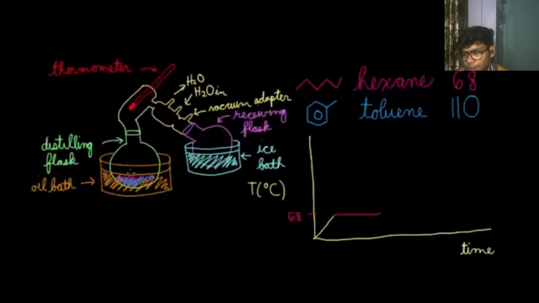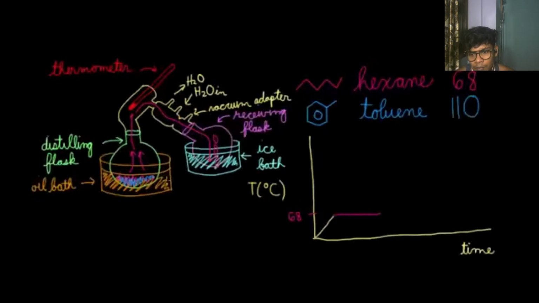Here, you will observe hexane transitioning from liquid to gas, undergoing vaporization as it moves upward. You will see the temperature recorded on the thermometer, and the vapor will condense back into liquid as it reaches the cooler side of the setup. At that point, you will begin collecting the drops of hexane.